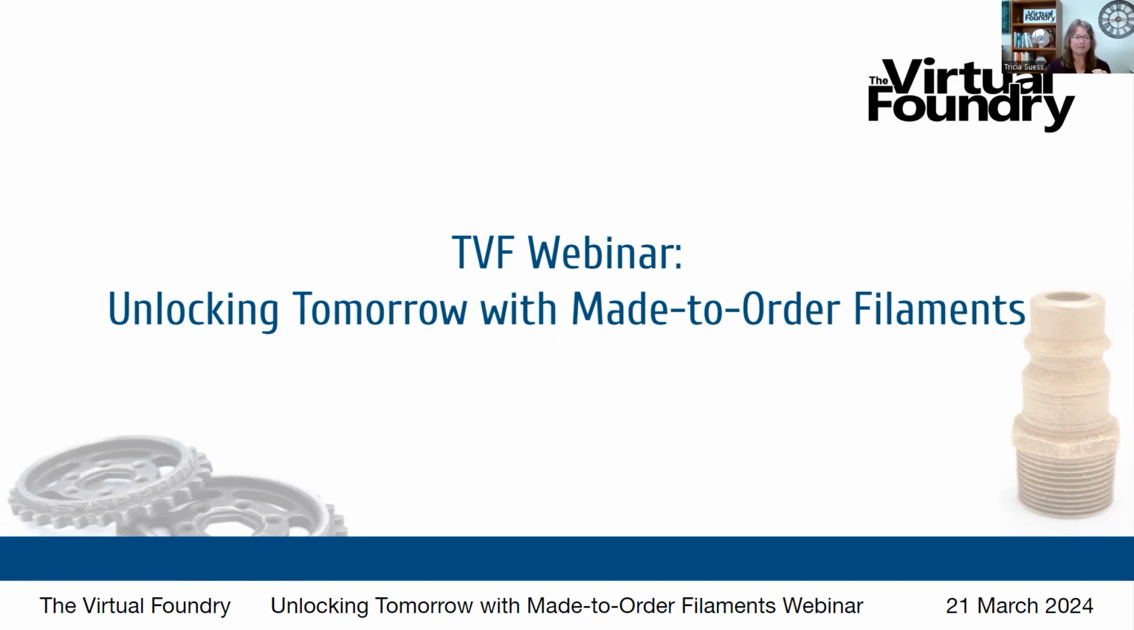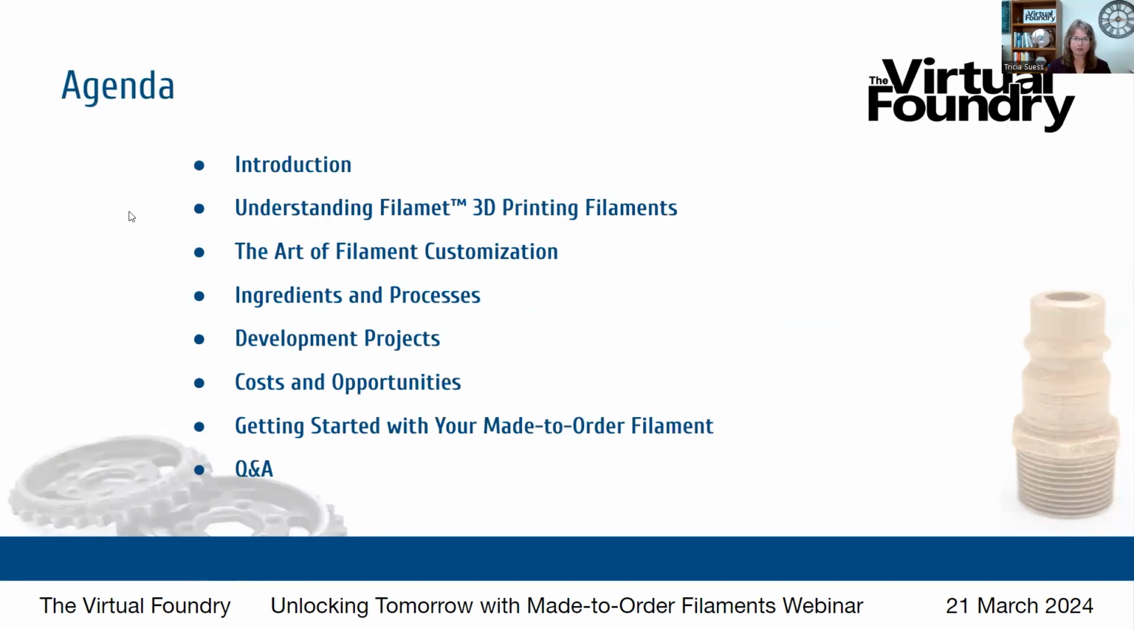We're going to be talking about getting a made-to-order filament that you can use just for you to 3D print your very own special materials. So we're going to talk through the process, how that works, what it looks like, and what the possibilities are with that. Let's take a look at the agenda today.